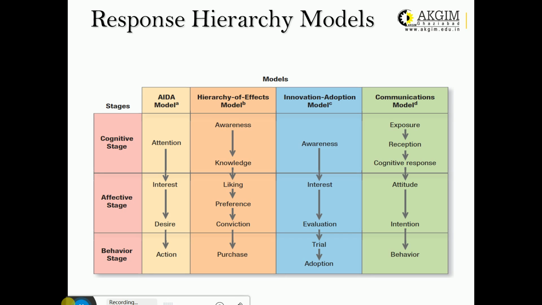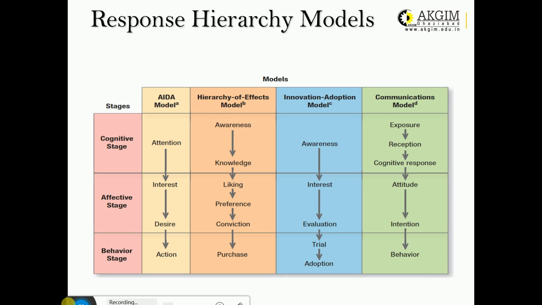And finally is the purchase. This is the last stage of the hierarchy of effect model, in which the actual purchase of the product takes place. In the hierarchy of effect model, the awareness and the knowledge phases fall under the cognitive stage. Evaluation by the customer, like liking, preference, and conviction, falls under the affective or feeling stage, and the actual purchase behavior takes place in the behavioral stage. This is the hierarchy of effect model.